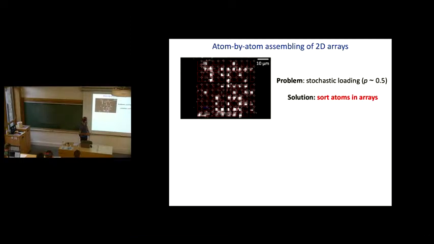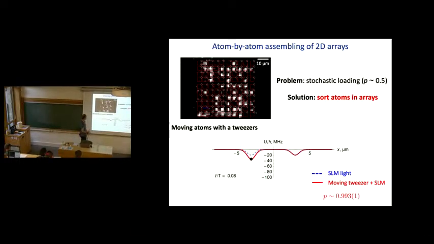But now the solution is that if I want to have a given array, let's say out of the 10 by 10, I can subdivide a small array, and I want to fill all the traps of this subarray. So what is the solution to that? Well, it's reasonably simple. You move the atoms: you take this one, you put it here, you take this one, you put it here, and so on and so forth. How do you do that?